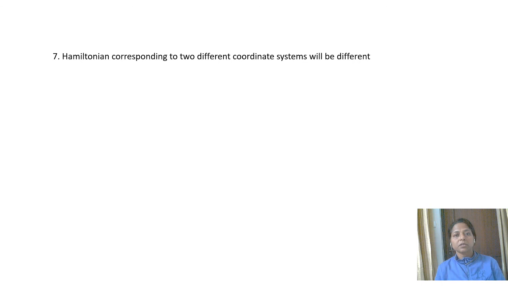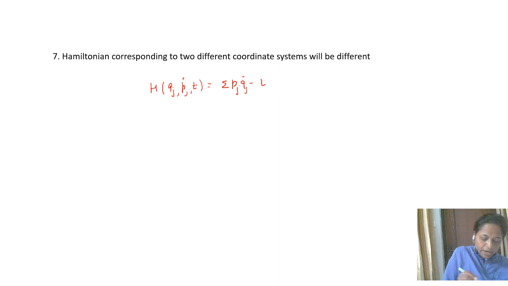But this does not happen with the Hamiltonian. You have one space, you define the Hamiltonian with the help of the Lagrangian. You transform to another space, then you define the Hamiltonian. Both the Hamiltonians will be different, functionally as well as in actual value. The reason being that your Hamiltonian, which is a function of q_j, p_j and time, is defined as p_j q_j dot minus L, because it is defined with the help of L, and it is not defined with the help of L directly.